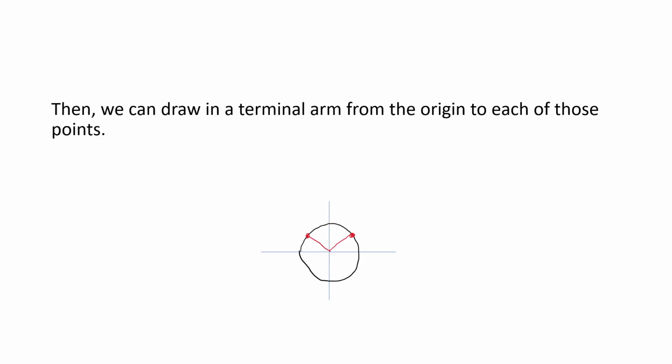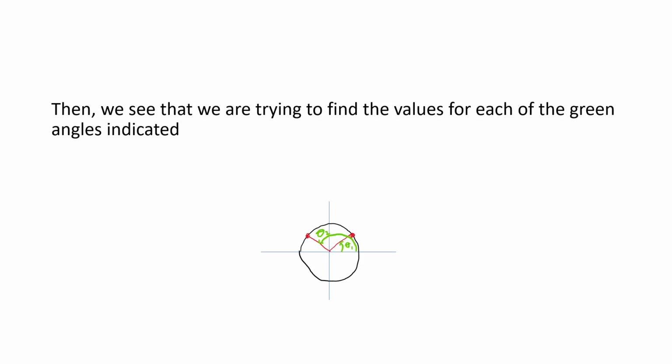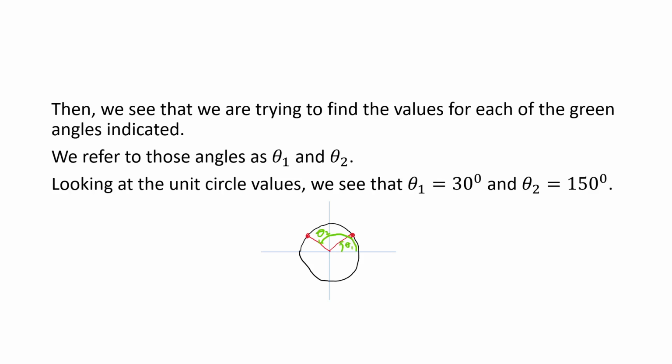And then to each of those points, we draw a terminal arm. Now, our goal is going to be to figure out what is that angle right there and what is that angle right there. As you can see, I called the first one theta 1 and the second one theta 2. And we see that theta 1 has to equal 30 degrees and theta 2 has to equal 150 degrees. The reason for that is because in a previous video, we talked about the unit circle.